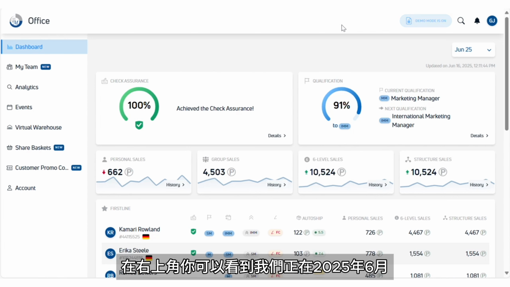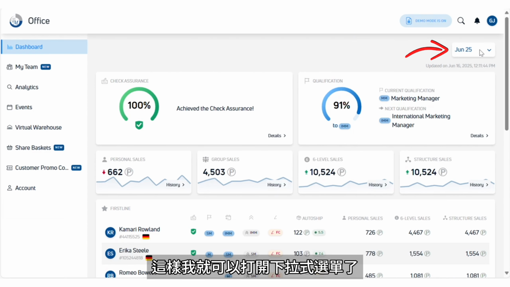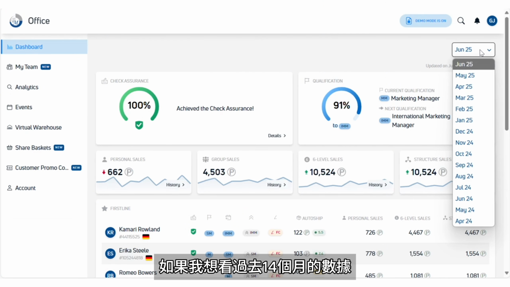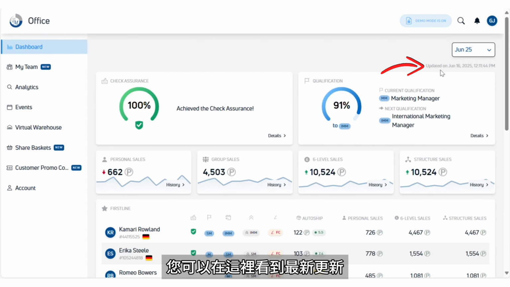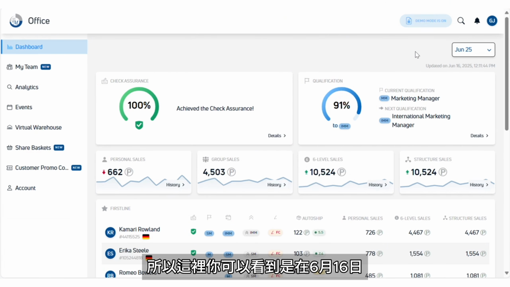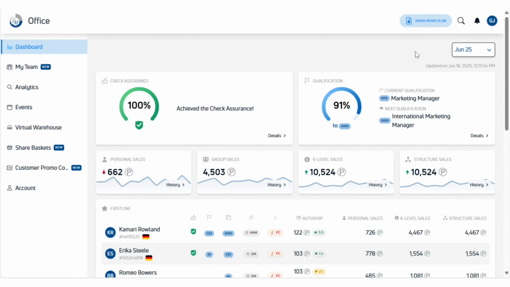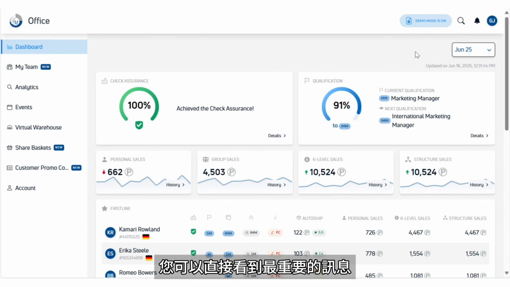And here on the top right, you see we're actually in the month of June 2025. So I can open the drop-down menu if I want to see my data from one of the last 14 months. And you see here when the latest update happened. So today is June 16, 2025 at 11 p.m. And you see your most important information firsthand.